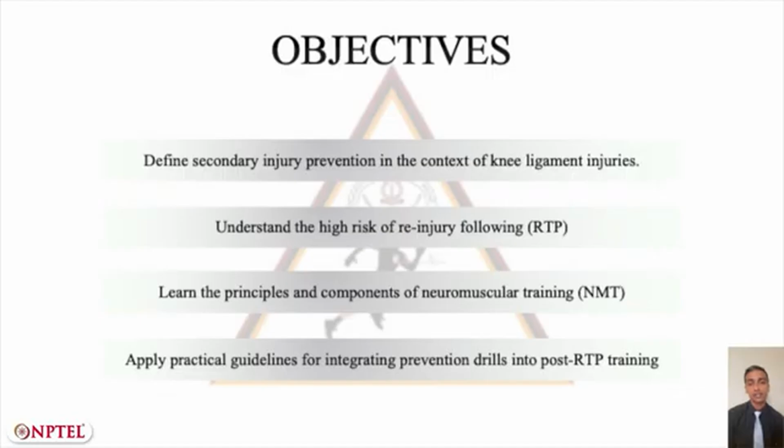The objectives of today's lecture are: 1. To define secondary injury prevention in the context of knee ligament injuries. 2. To understand the high risk of re-injury following return to play. Third, we will also learn the principles and components of neuromuscular training or NMT. Fourth, to explore evidence-based NMT programs that reduce re-injury rates. And fifth, we shall apply practical guidelines for integrating prevention drills into post-return to play training.